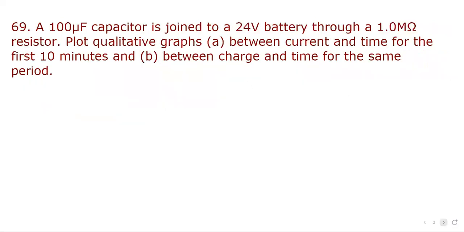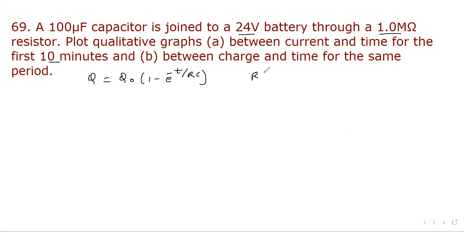Now, let's go to the next question, question number 69. Here, C is 100 microfarad, battery 24 volt, and resistance is 1 million ohm. Plot a qualitative graph between the current and time for the first 10 minutes and between charge and time for the same period. So let's evaluate Q equal to Q0 times 1 minus e to the power minus t upon RC.